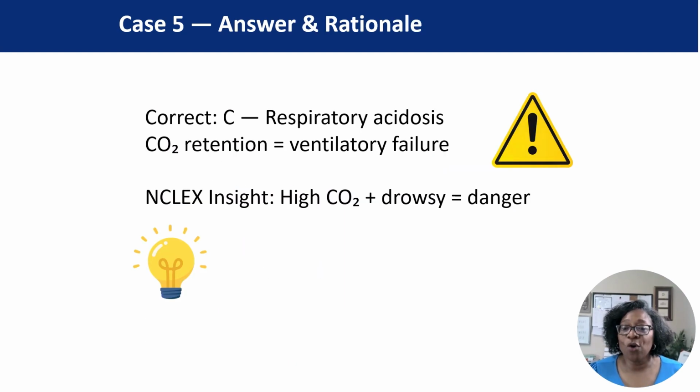All right. Hopefully you got this right. Respiratory acidosis. When you're looking at this, the pH is 7.3. That lets you know that the person is acidic. Their CO2 is elevated, normal is 35 to 45, and their CO2 is 52. So they're retaining CO2, and this is showing ventilatory failure. They also have that drowsiness.